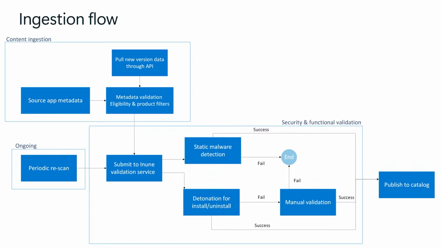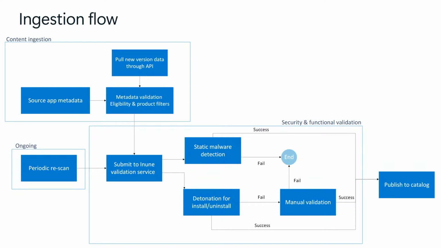Once content ingestion is complete, the app content is submitted for security and functional validation. The app validation service is queue-driven and composed of static malware scanning and dynamic analysis or detonation. So what does that mean? Static malware detection is a mechanism that scans for malicious content and assigns it a VirusTotal score. If an app receives a non-zero VirusTotal score, it's blocked from proceeding further in the pipeline.